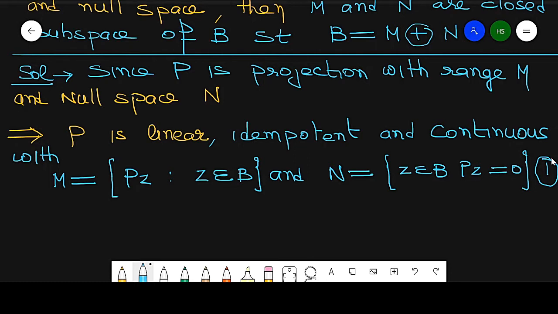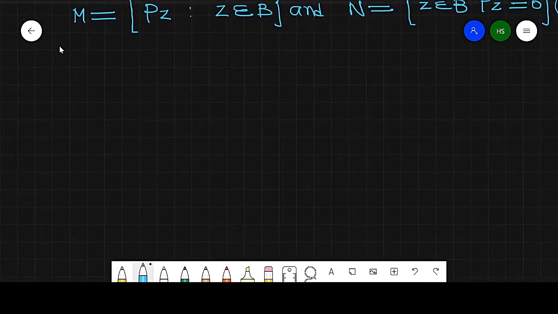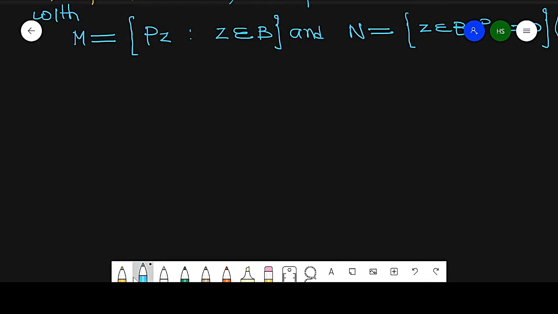So first, since P is a projection, it satisfies these conditions that I have written in this form. Now my aim is to prove that B is the direct sum of M and N. So to prove that result, let Z belong to B. My aim is to prove it is a direct sum of this.